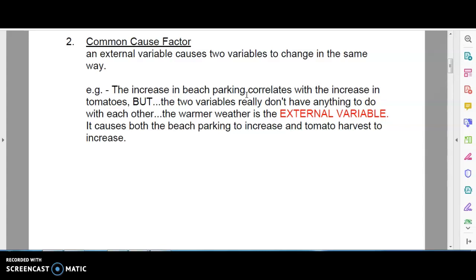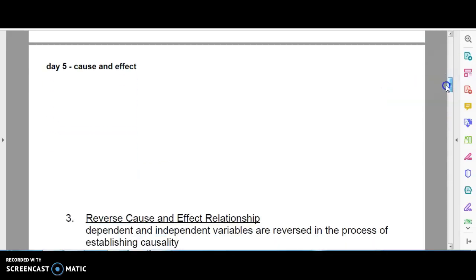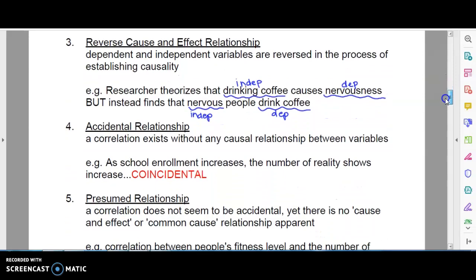Okay, but we know those two variables don't really have anything to do with each other. So the common cause in this case would be the warmer weather. The warmer weather is the common cause, or the external variable, that is causing both the beach parking to increase and the tomato harvest to increase. Okay, so there's one where it's an external variable causing the two things in question to increase at the same time.